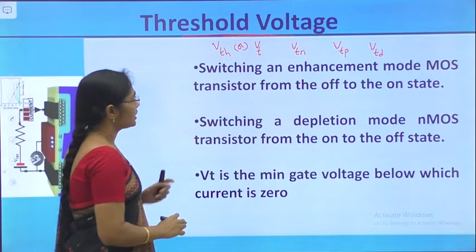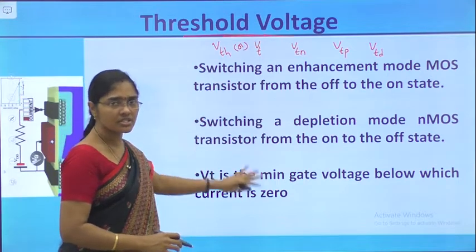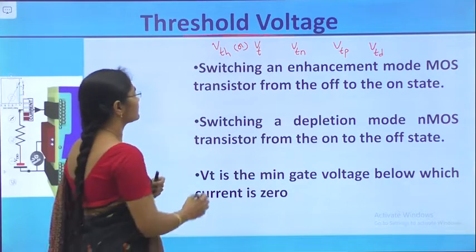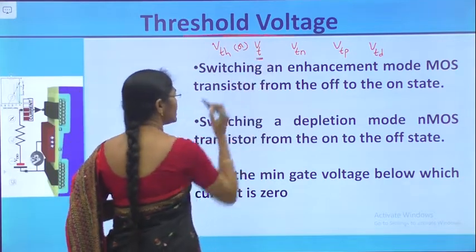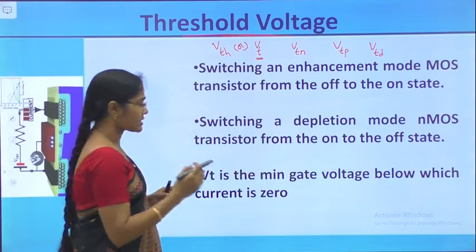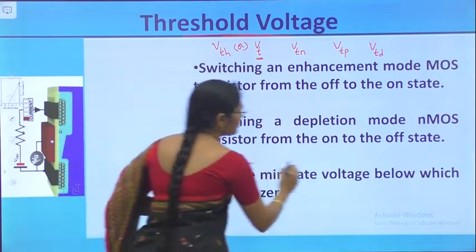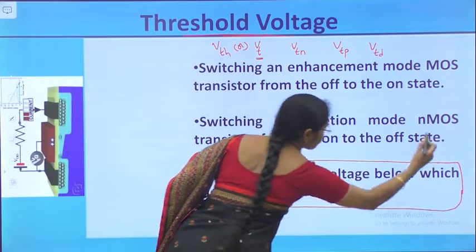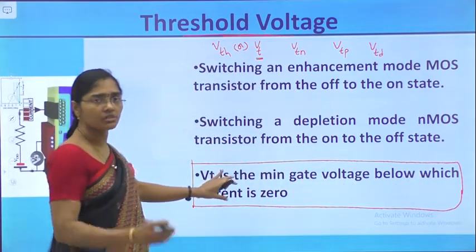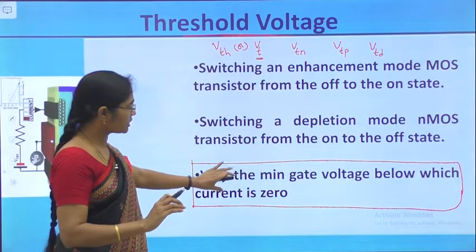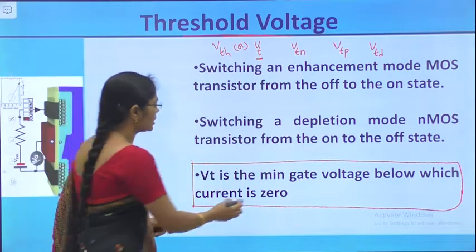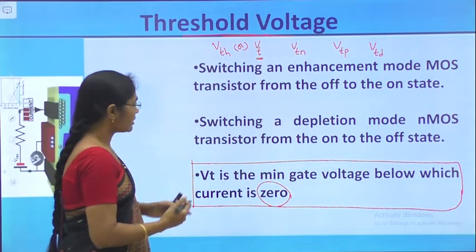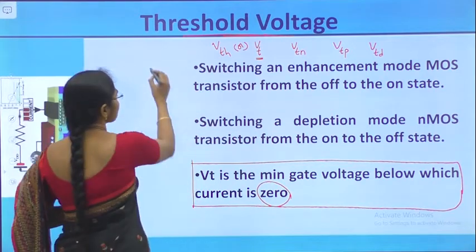Let us see what the representation is and what the equation form of VT is. Actually, VT is the minimum voltage required. VT is the minimum gate voltage below which the current is equal to 0. That means below the threshold voltage, the current is equal to 0. It means there is no conduction. We can define that in other terms as well.